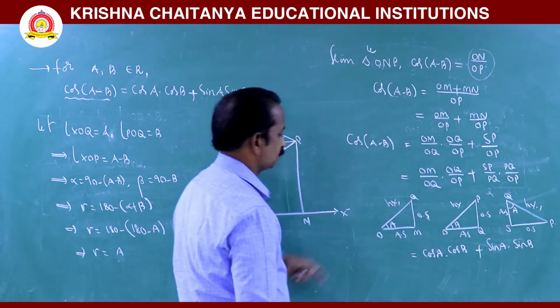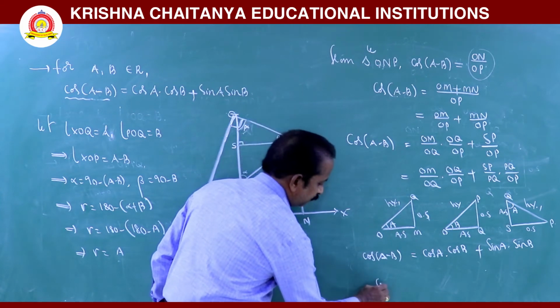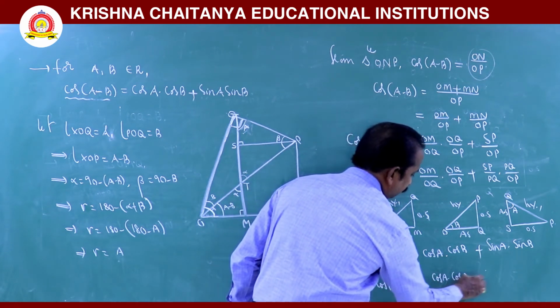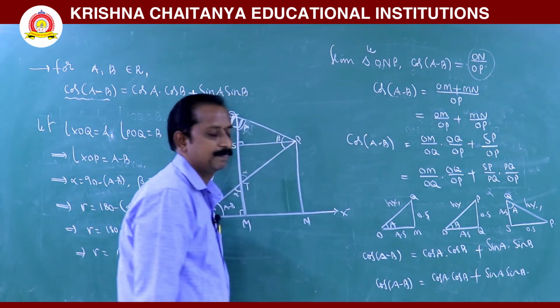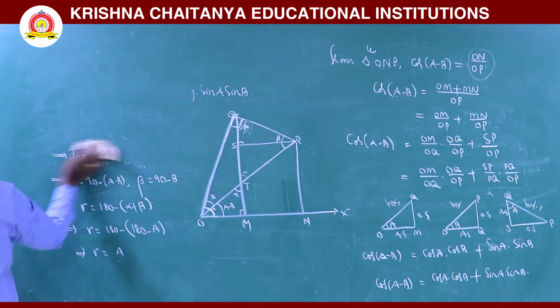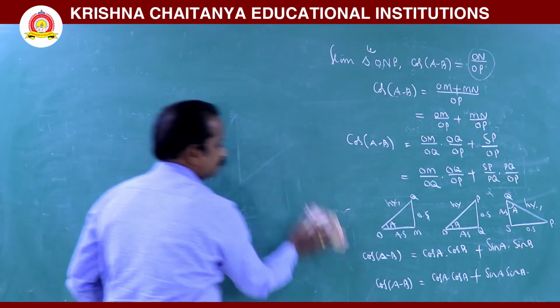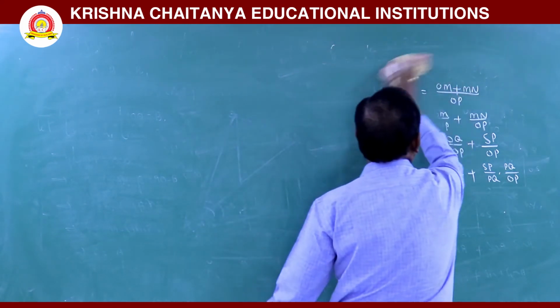So what is the LHS here? Cos of A minus B. So therefore cos of A minus B is equal to cos A into cos B plus sin A into sin B. These are the proofs of cos of A plus B and cos of A minus B. So keep in your mind what is cos A minus B: cos A cos B plus sin A sin B. Now after we know sin A plus B, sin A minus B, cos A plus B, cos A minus B, we can derive some problem solving tricks from those basics.